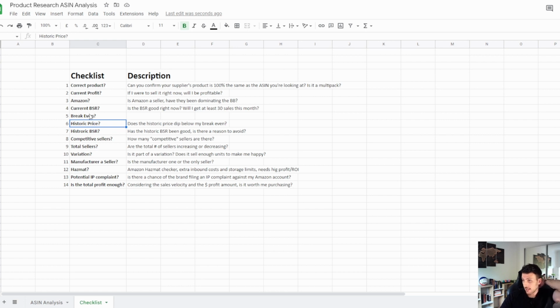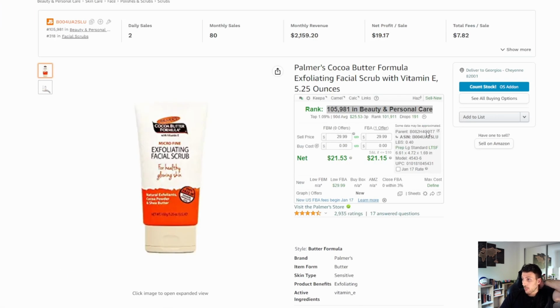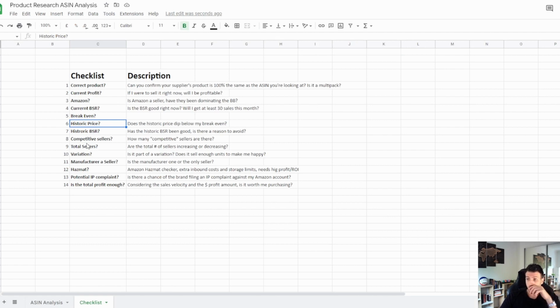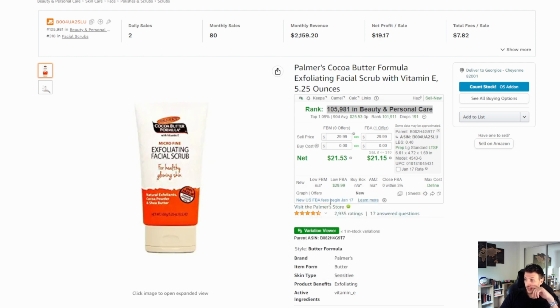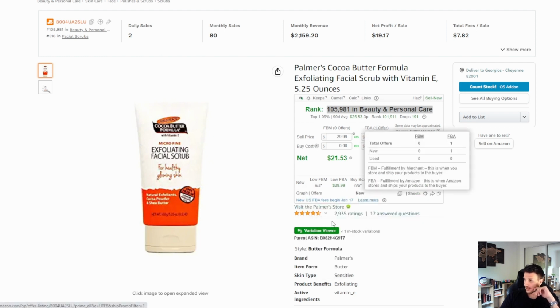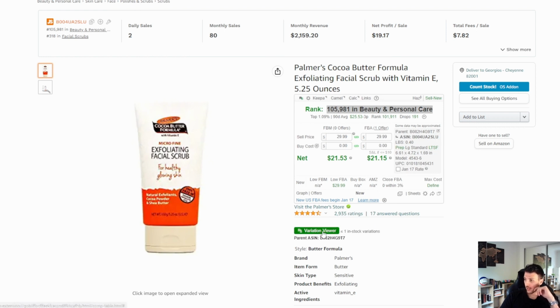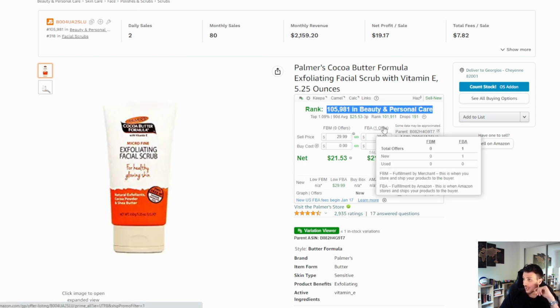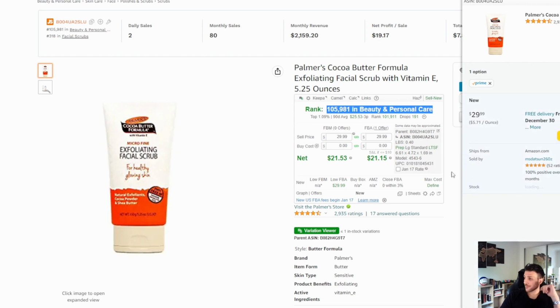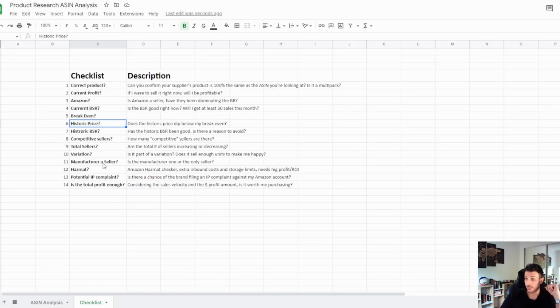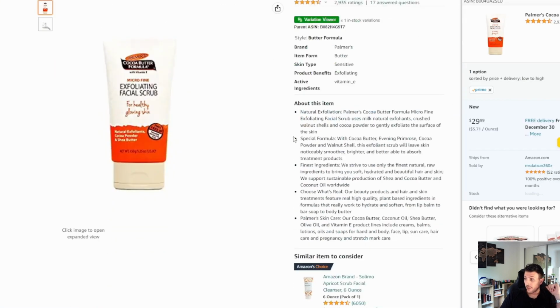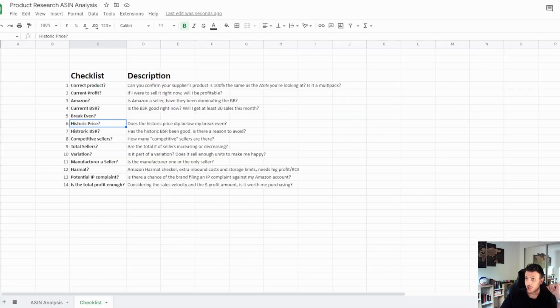Competitive sellers, there's only one seller at the moment, priced quite high as well. Total sellers, there are no other FBM sellers. One thing that we need to consider is the manufacturer as a seller, because there's only one seller. No, the manufacturer is not a seller, so we don't have to worry about the manufacturer. Is it a variation? No, it's not a variation.